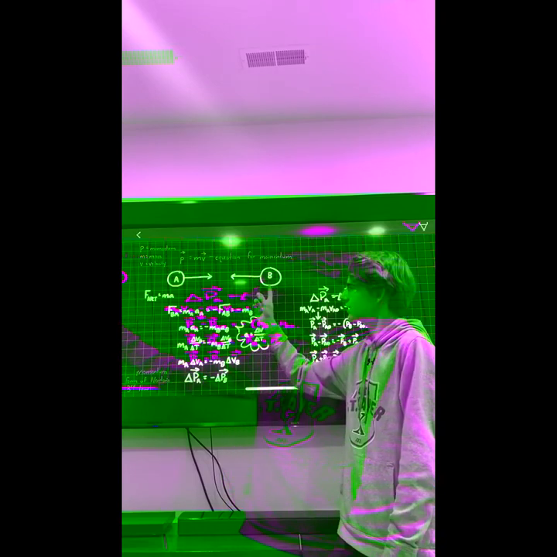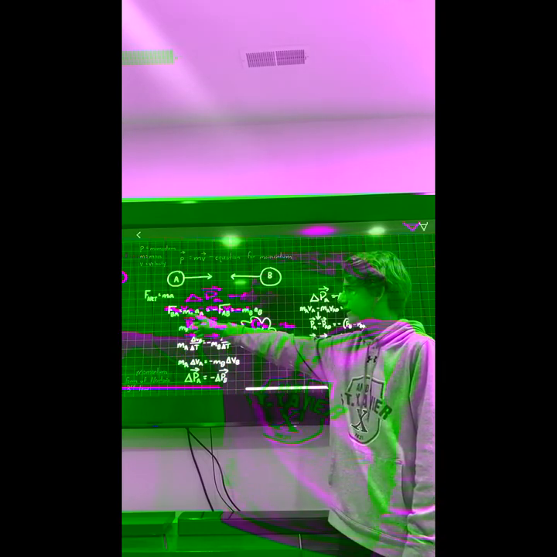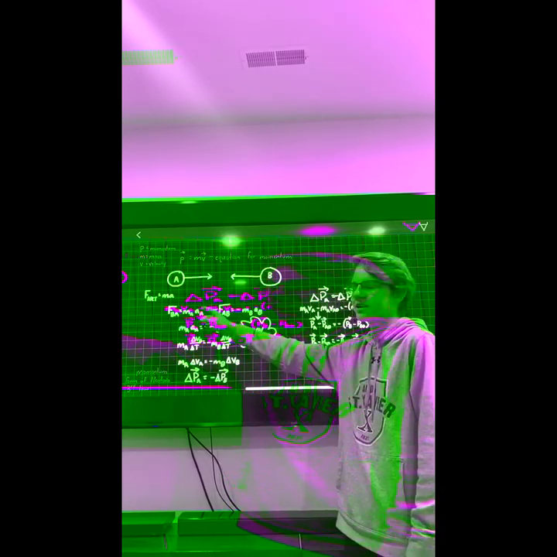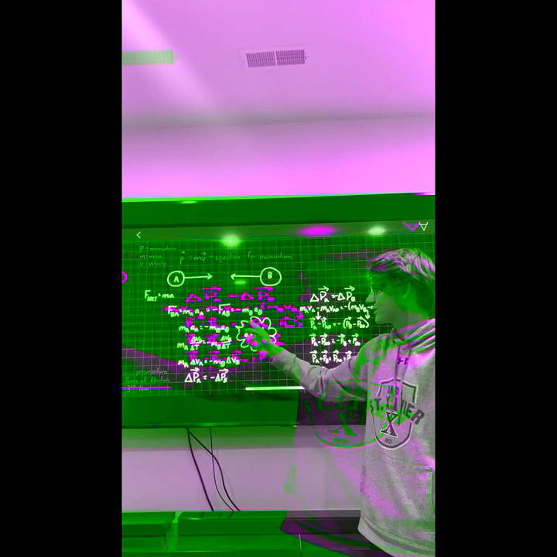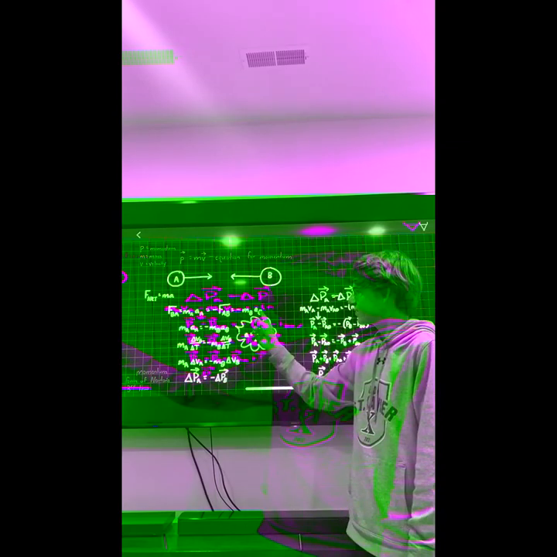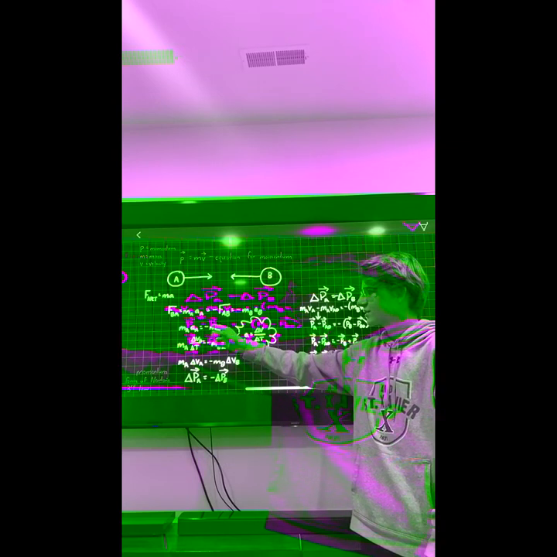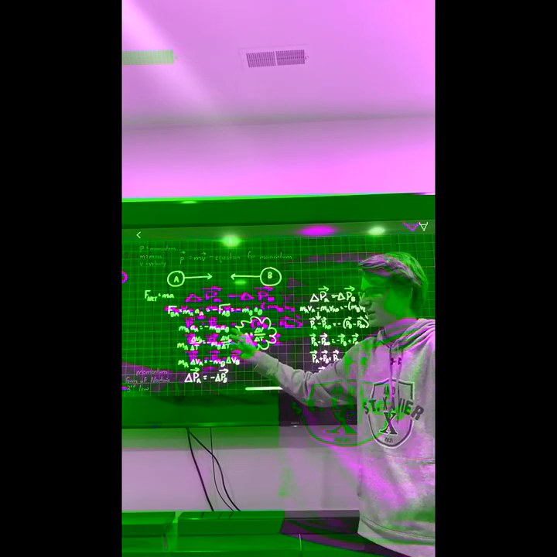Alright, so if we have two objects, object A and object B, we can say that the force of B acting on A is equal to the mass of A times the acceleration of A. And that's equal to the opposite force of A acting on B because of Newton's third law. So then taking these two parts of the equation, we can just say mass of A times the acceleration of A is equal to the mass of B times the acceleration of B.